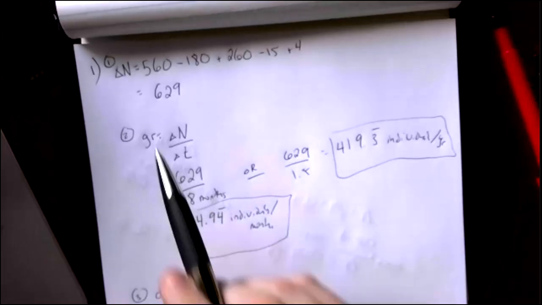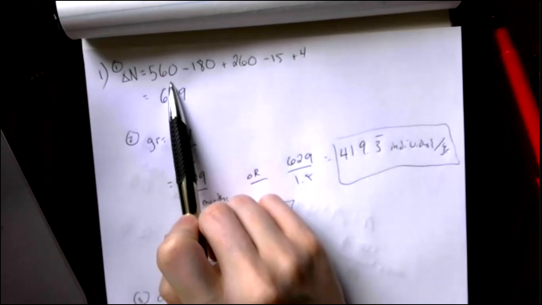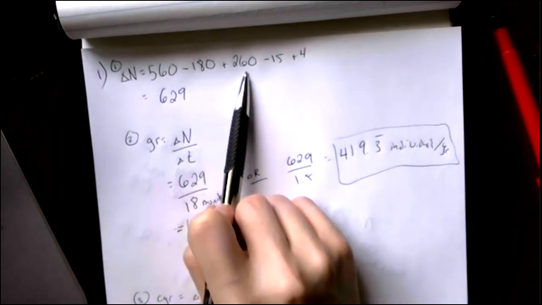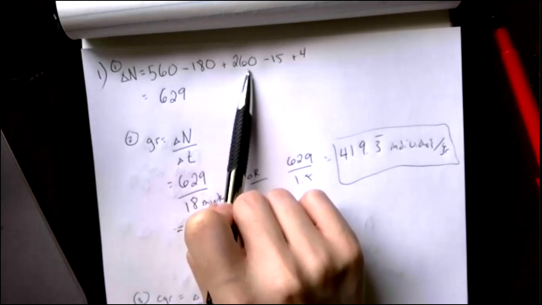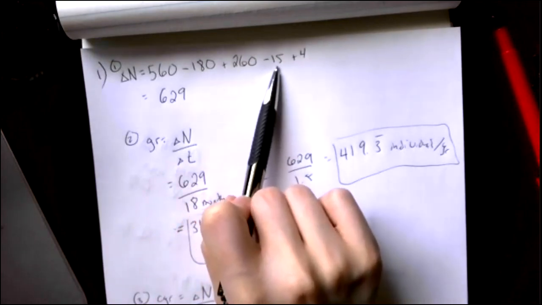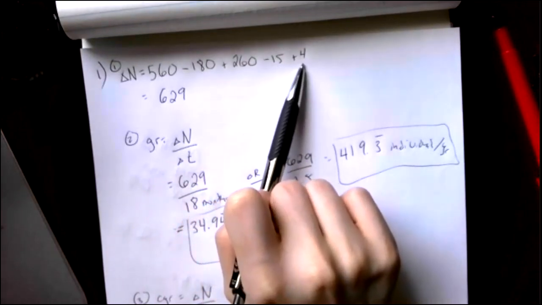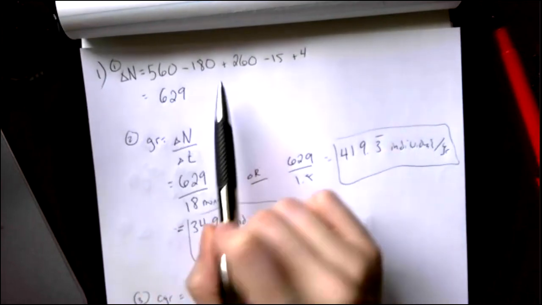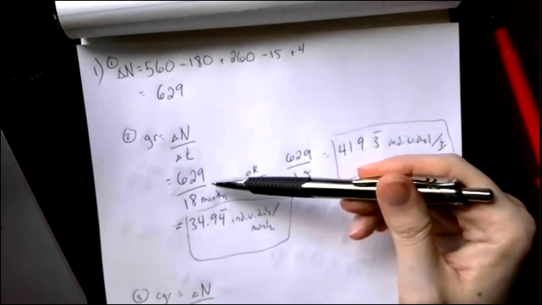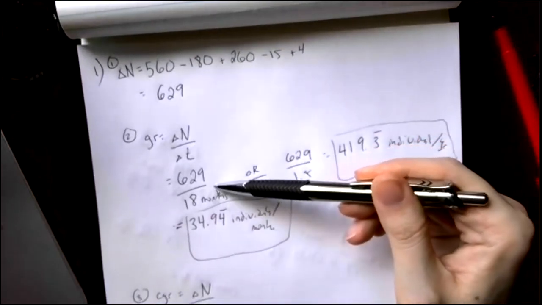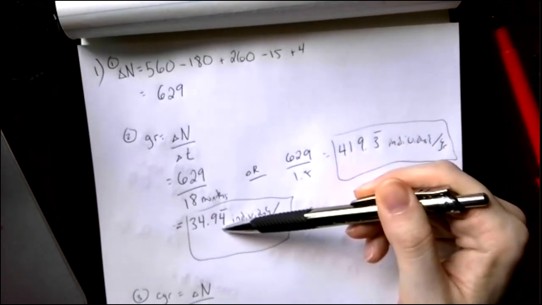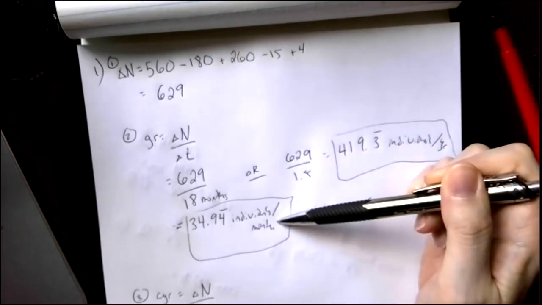Okay, so for the first question, it told us that we started off with 560 individuals, and then it says 180 died, so we're going to subtract the ones that died. We'll add the 260 that were born, subtract the 15 that left, and add the 4 that came in. And that gives us a change in population of 629. So for our growth rate, we can take the 629 and divide it by the 18 months that went by and get 34.94 repeating individuals per month.